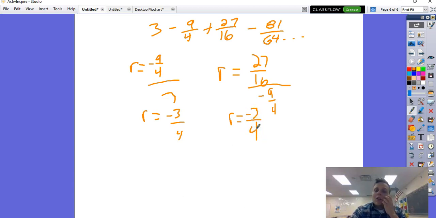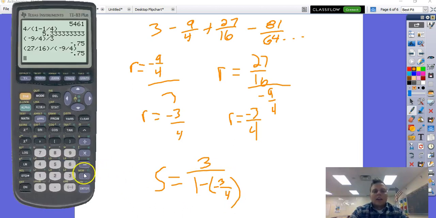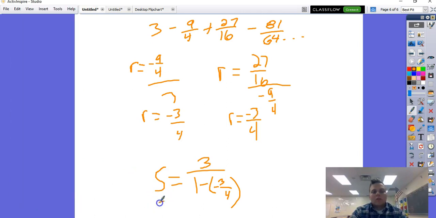So then I can find the sum of the infinite geometric series by simply taking the first term and dividing it by 1 minus r. So I grab my calculator, I do 3 divided by 1 minus negative 3/4. Press enter, and I get 1.714. So we're just going to round. S is approximately 1.714. So there you go. That's how you do this.